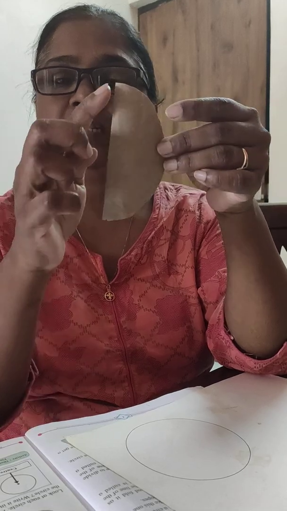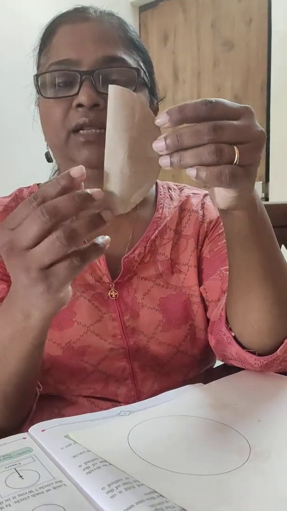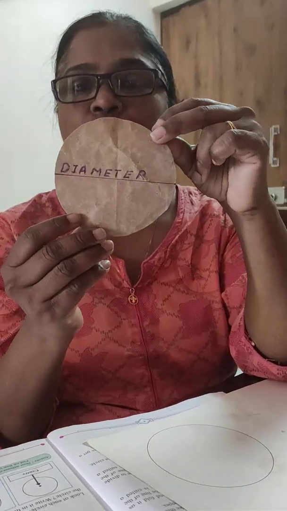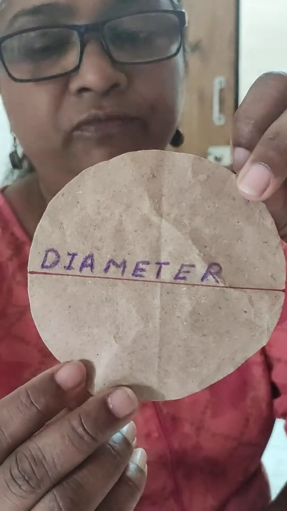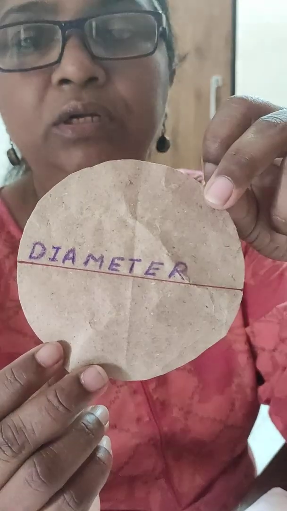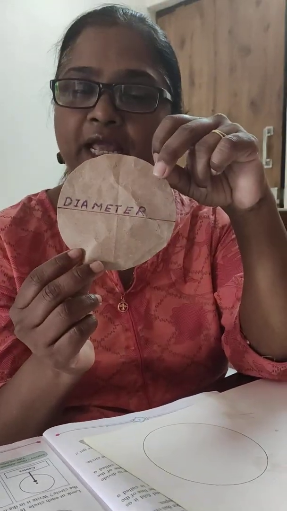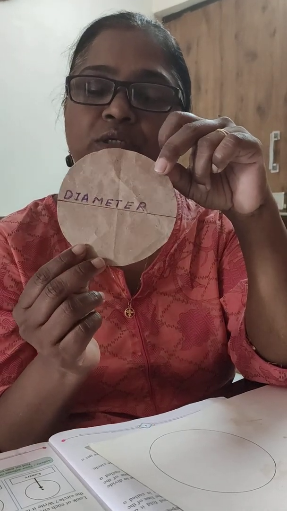Now, if I fold the circle into half, I have folded it in equal parts. This is a half. Now you see this line. Do you see this line? This line, if I open the circle, you see that the line is going through the center of the circle. This is called a diameter. A circle can have many diameters.